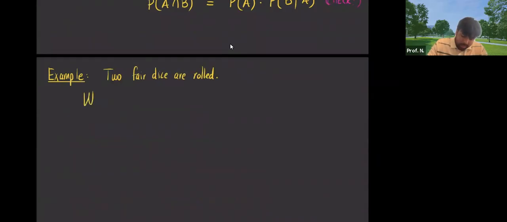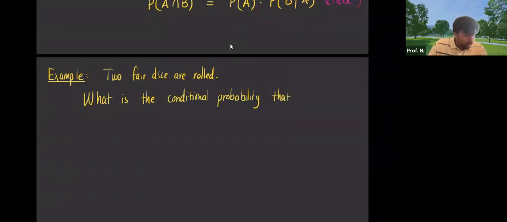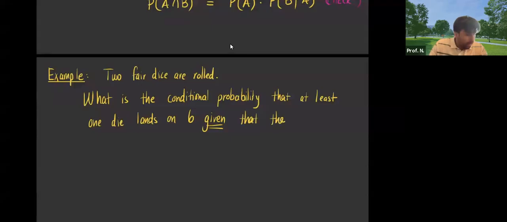And then it asks straight off the bat, what is the conditional probability that at least one die lands on 6, given that the dice land on different numbers.